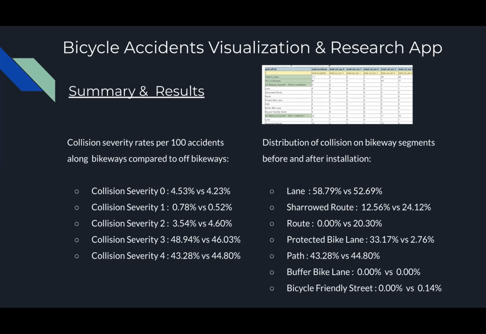Another note of interest is protected bike lanes. Here, before the installation, accidents along these routes were 33%. However, after a protected bike lane was installed, it accounted for only 2%, a drastic drop. Some of the challenges we faced in developing this app was the client-side calculations and performing geometrical analysis of the bikeways and the intersections. It is very intensive to perform client-side and takes time to produce results.